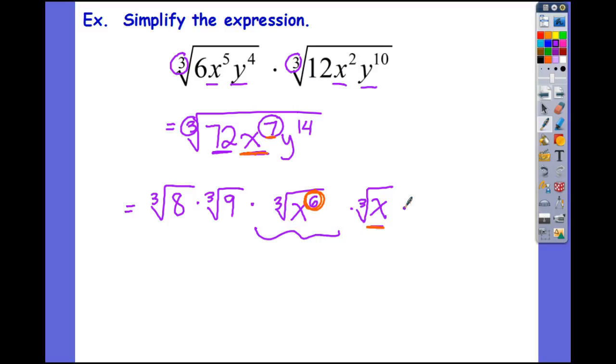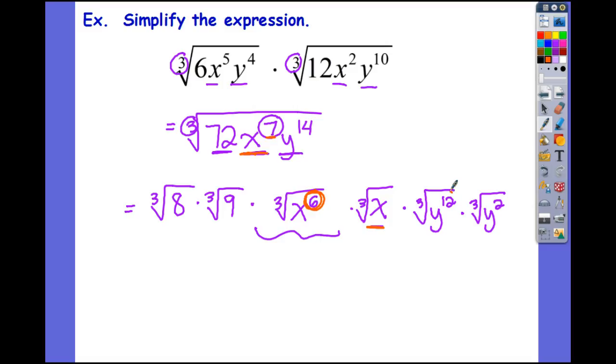So by following that same thought with the y, let's see, 3 goes into 14, what, 4 times? So I'd have the cube root of y to the 12th, 3 times 4. And then if I want 14 y's, I'd have 2 y's left over.